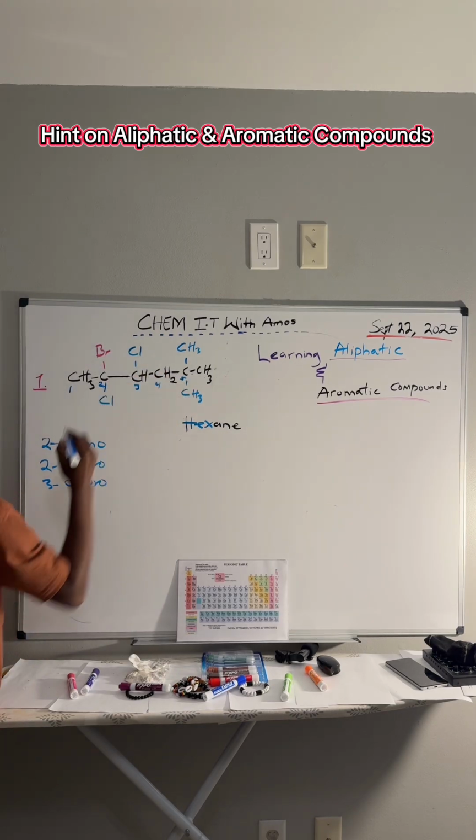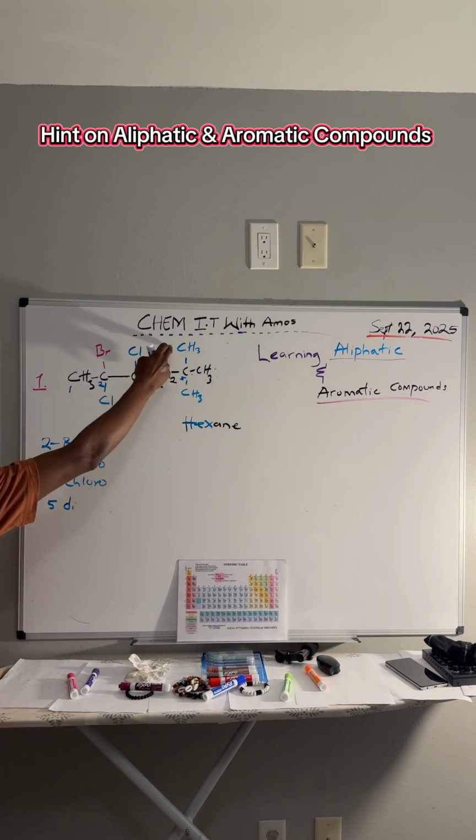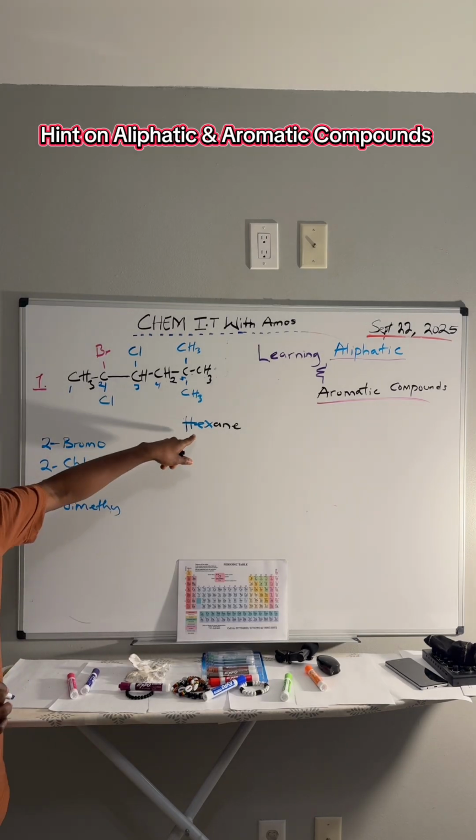So 4 here now, 5 rather. On 5 we can say, what is attached to 5? We have methyl. Methyl, remember it is di. So we can say 5-di. We say di because they are 2 of the same kind. So we say di, di what? Dimethyl. 5-dimethyl. Then what becomes of the parent name is hexane.